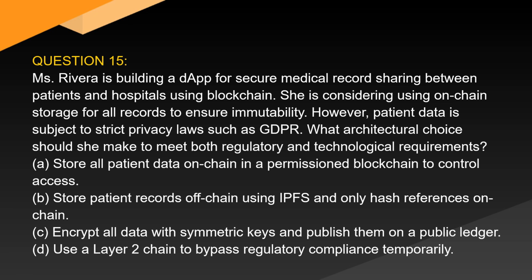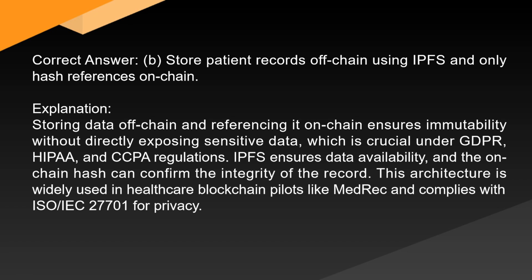A. Store all patient data on-chain in a permissioned blockchain to control access. B. Store patient records off-chain using IPFS and only hash references on-chain. C. Encrypt all data with symmetric keys and publish them on a public ledger. D. Use a Layer 2 chain to bypass regulatory compliance temporarily. Correct answer. B. Store patient records off-chain using IPFS and only hash references on-chain.